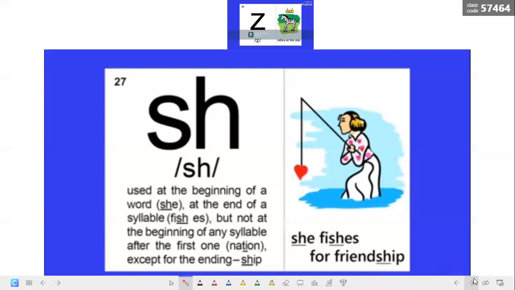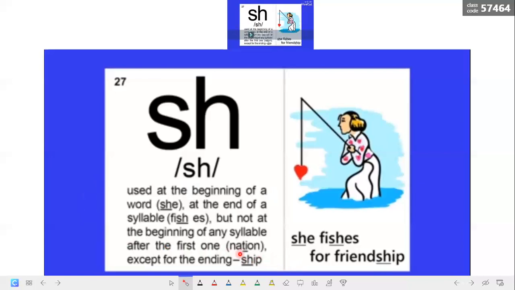Listen carefully, please. Number 27. Used at the beginning of a word or at the end of a syllable, but not at the beginning of any syllable after the first one, except for the ending "ship." She fishes for friendship.